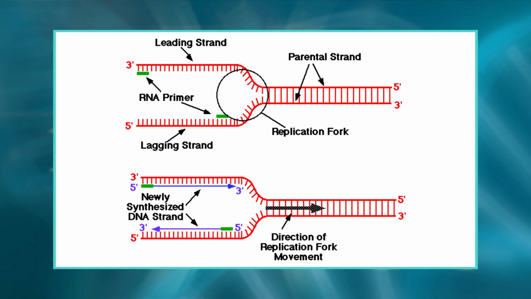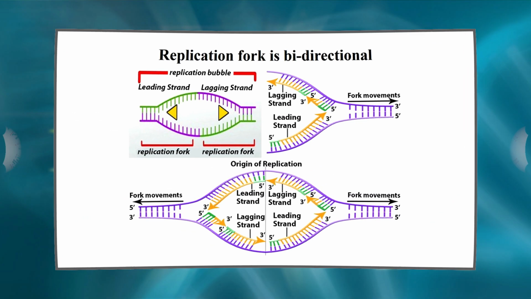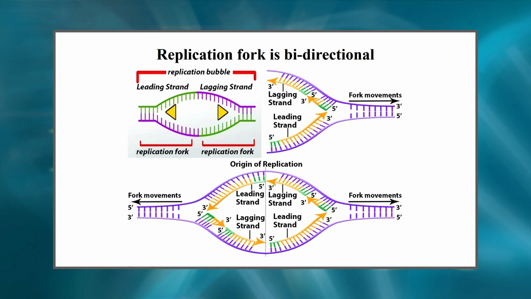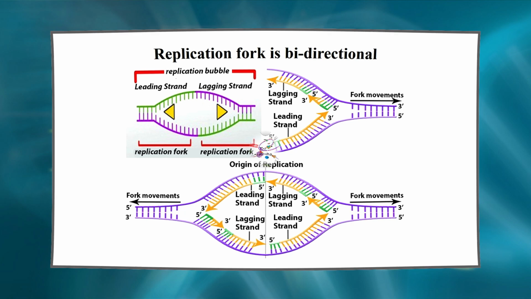The DNA strands are synthesized in two orientations, that is 3' to 5' direction, which is the leading strand, and 5' to 3' orientation, which is the lagging strand. The two sides of the new DNA strands, leading and lagging strands, are replicated in two opposite directions from the replication fork. Therefore, the replication fork is bidirectional.